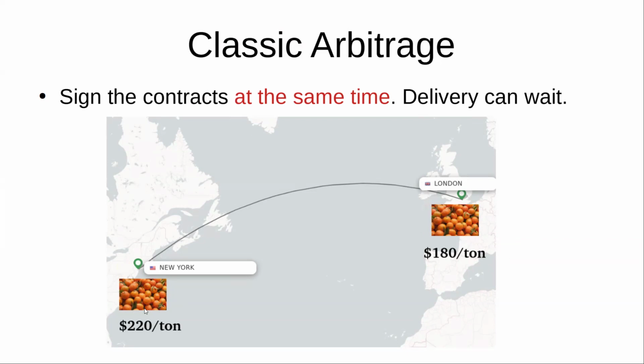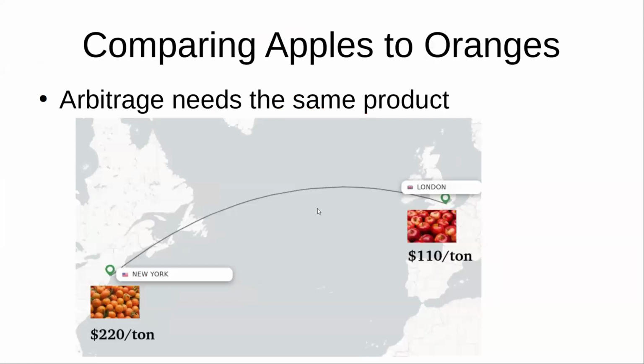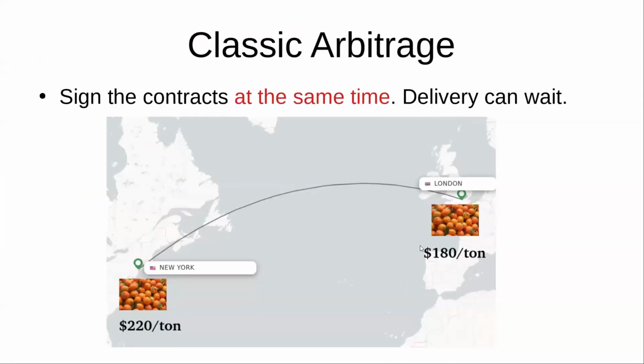Same principle, whatever product you have, you sign the contract and then deliver later if the difference in prices is big enough. This works if the product is the same, but what happens when you have different products? So it's fine to have apples or oranges or different stocks, IBM, Apple, Google, whatever else.